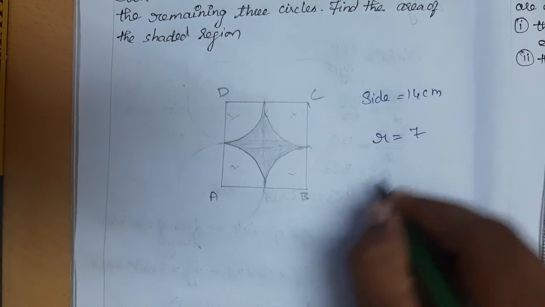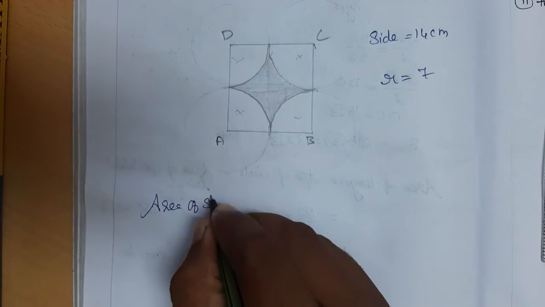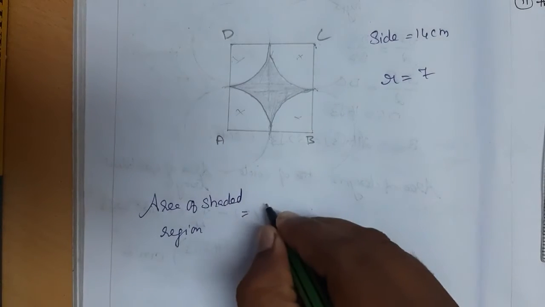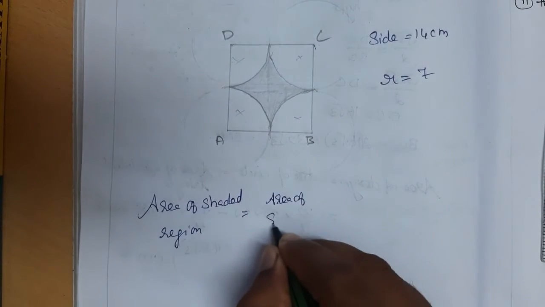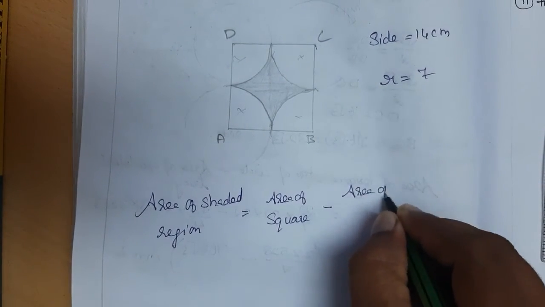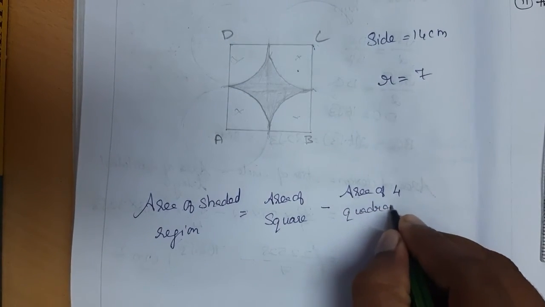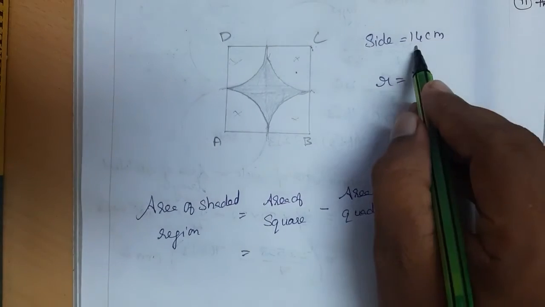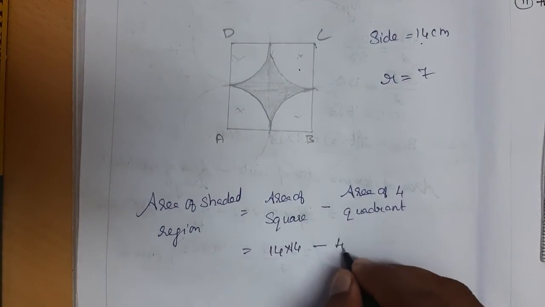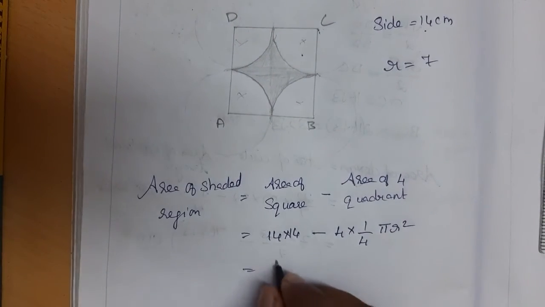So area of shaded region is equal to area of square minus area of how many quadrants? 4 quadrants. So area of square is side into side, that is 14 into 14, minus 4 quadrants, that is 4 into a quadrant, which is 1/4 of the circle, right? By r square. Let me substitute in the next step.